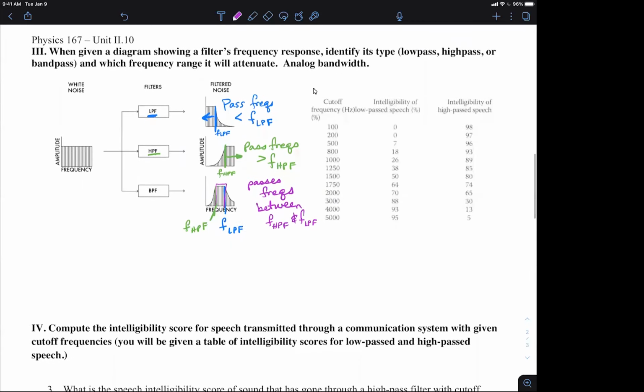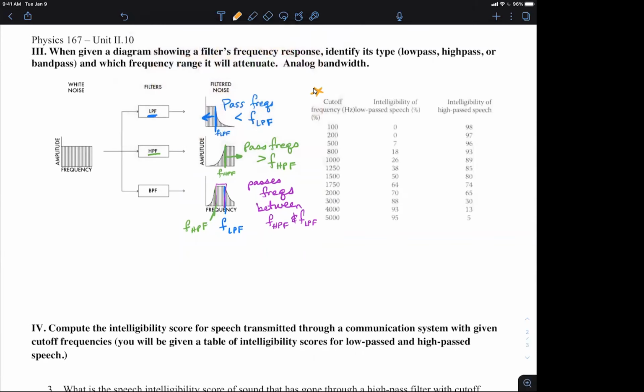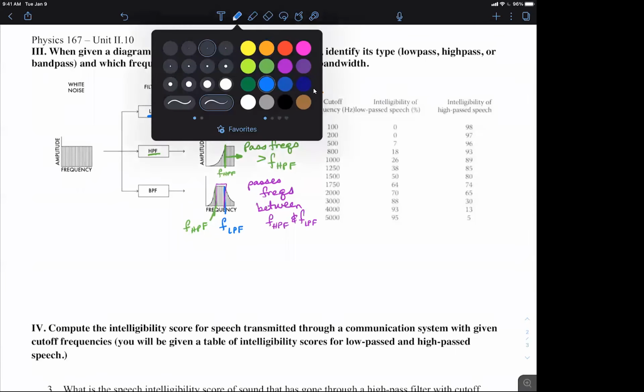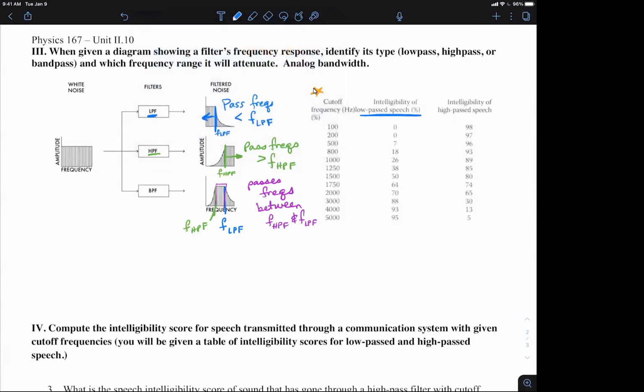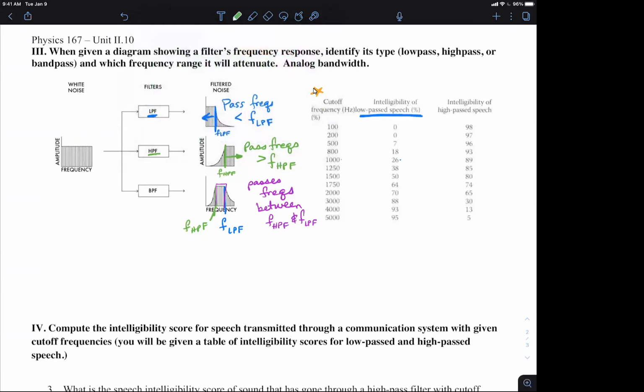Okay. Now this table here, this is telling you about the intelligibility of speech after it's been passed through different filters. Okay, so this is our low passed column. If I pass something with a low pass frequency cutoff of 100 hertz, it would be 0% intelligible. If it was 1,000 hertz, then it would be 26% intelligible. That's what that means. And this other column is for high pass speech. If I passed everything above 100 hertz, then I would have 98% speech intelligibility. Everything above 1,000 hertz, that would be reduced down to 89% speech intelligibility.